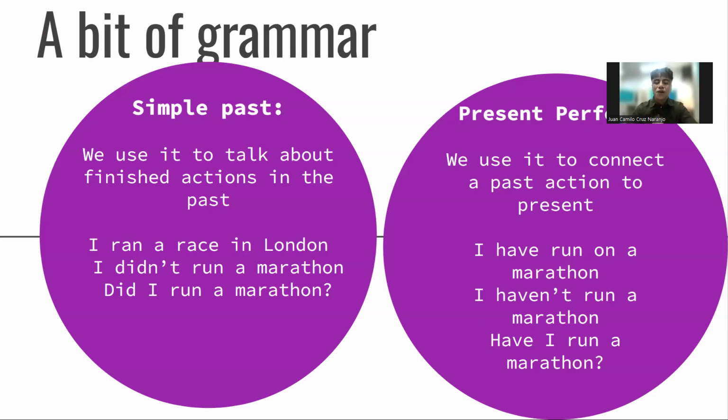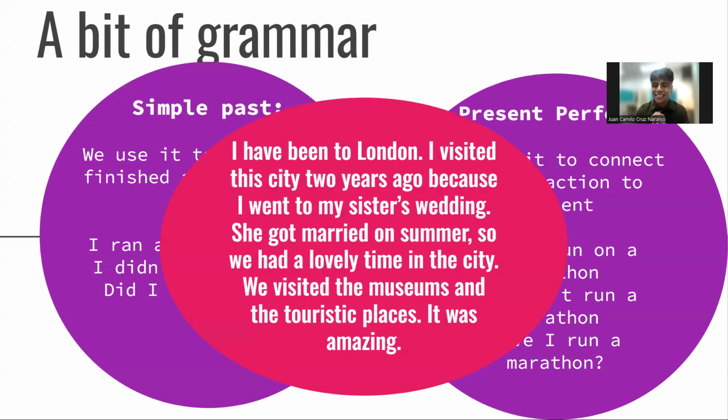Very good, guys. So remember, we've got simple past to describe finished actions in the past. Present perfect is to connect actions that happened in the past with the present. But how do we use these two tenses together in order to tell interesting and engaging anecdotes? Well, very easy. I have this example for you.